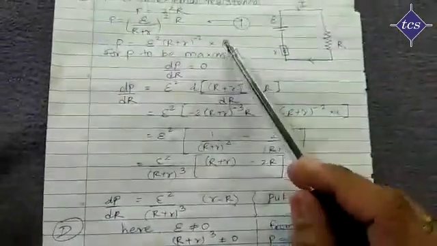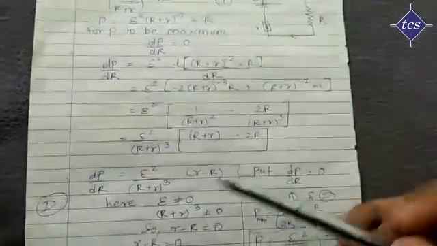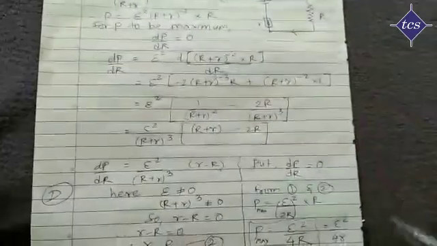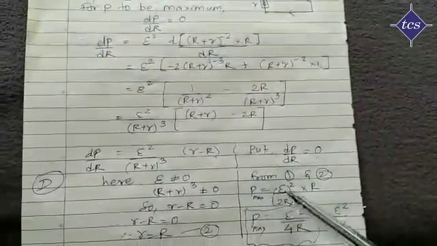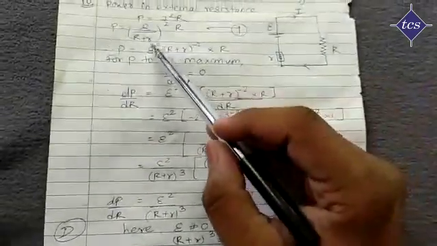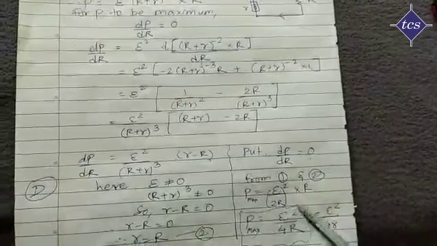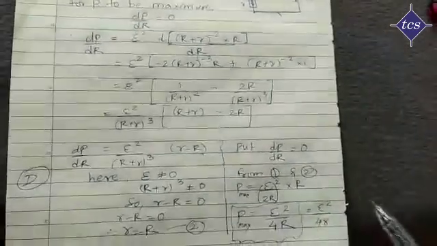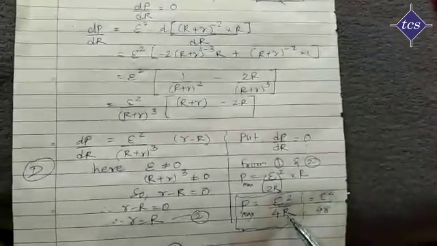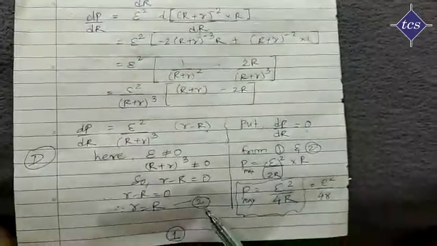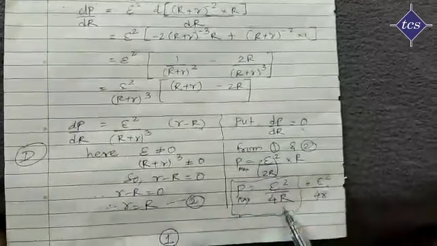So what must be that maximum power? This is equation number 1. We'll substitute this condition, R equals r, in equation number 1. So maximum power equals E squared, replacing small r with capital R, so R plus R is 2R, that will be 2R the whole square into R. So the maximum power dissipated through this external resistance is E squared upon 4R, or else you can also say E squared upon 4r due to this condition. So dear students, please remember this formula.